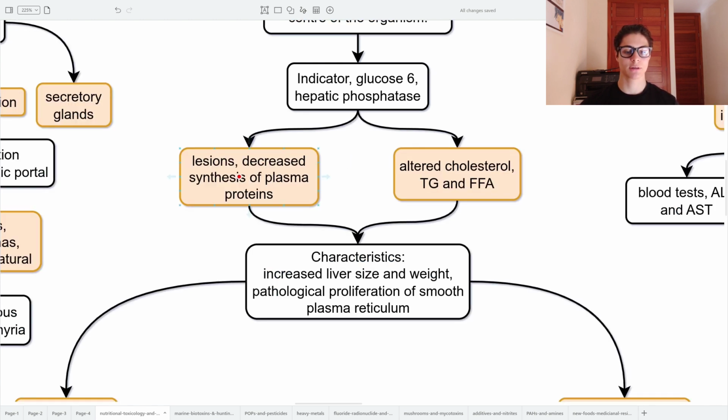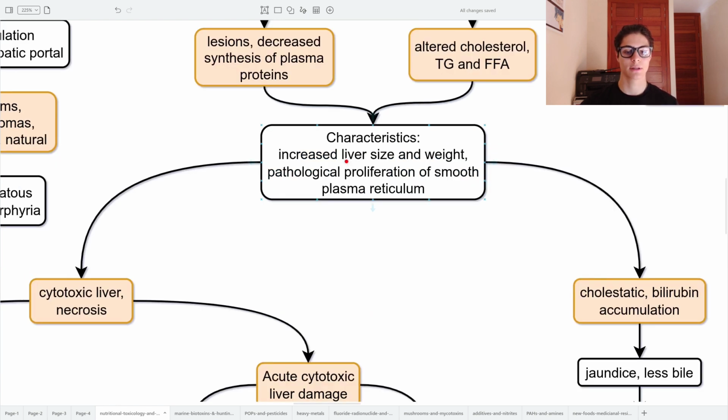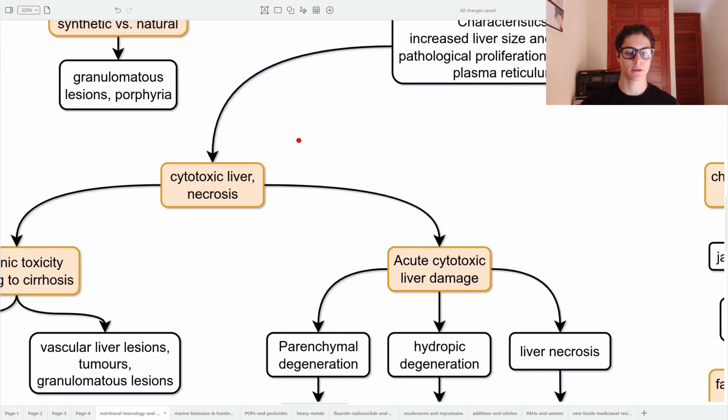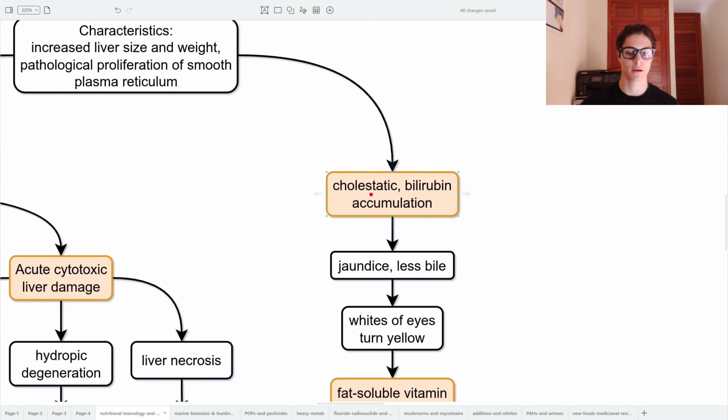So when there is a lesion, there is a decreased synthesis of plasma proteins, which is very important, and unaltered cholesterol, triglycerides, and free fatty acids. So dyslipidemia can occur when there is a liver lesion. The characteristics are increased liver size and weight, and pathological proliferation of smooth endoplasmic reticulum as well. And we encounter the cytotoxic liver with necrosis and the cholestatic with the bilirubin accumulation.